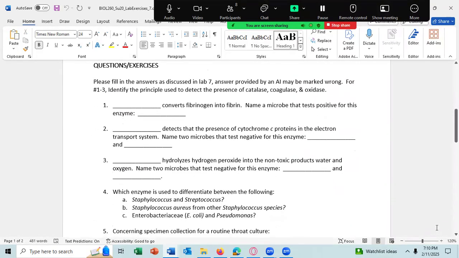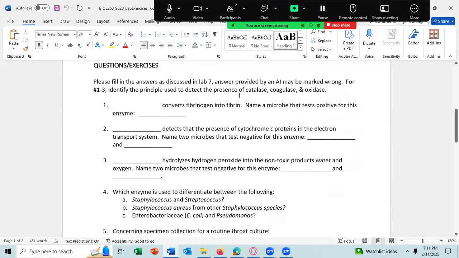So for questions 1 and 3, the questions are asking about the enzymes catalase, coagulase, and oxidase. For all of these questions, just fill in the answer as provided in the worksheet, meaning the lab module.